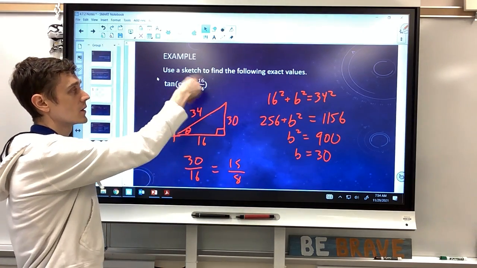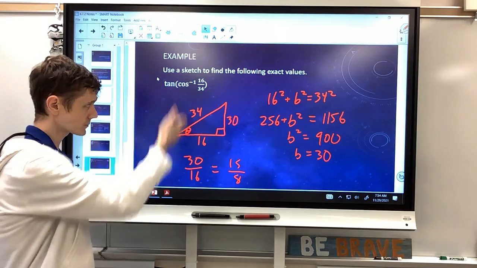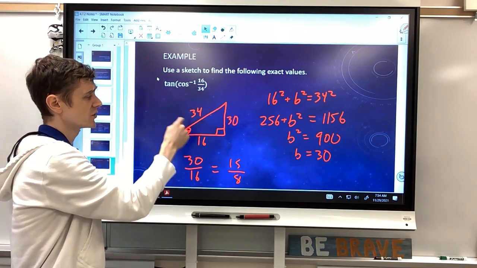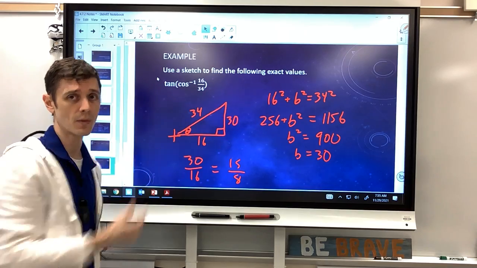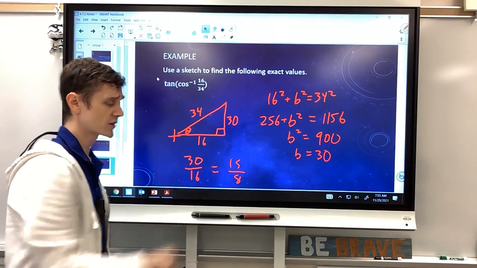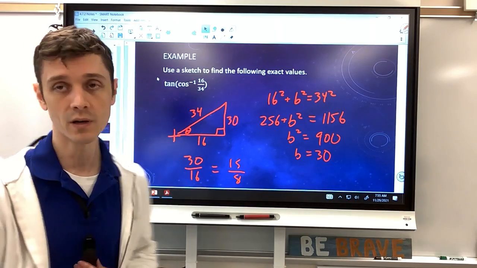So we drew the triangle from what was inside the parentheses, found our third side using the Pythagorean theorem, and then used the outside function just to evaluate using your SOHCAHTOA rules. Is it opposite over adjacent? Is it opposite over hypotenuse? Whichever trig function they gave you, and then make sure you reduce. So that's it for evaluating compositions of trig functions. I hope that will be helpful for the assignment.